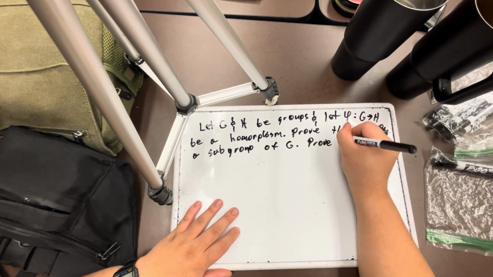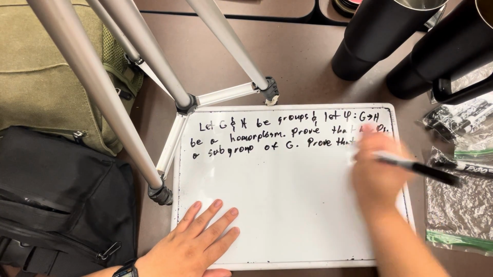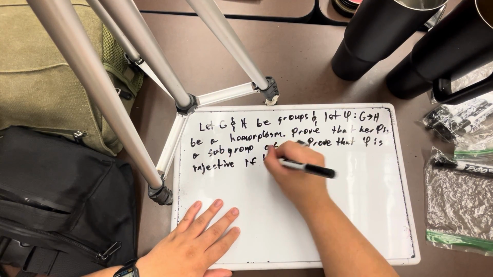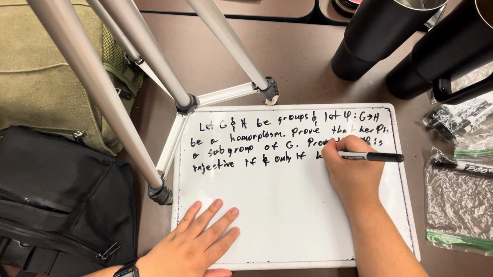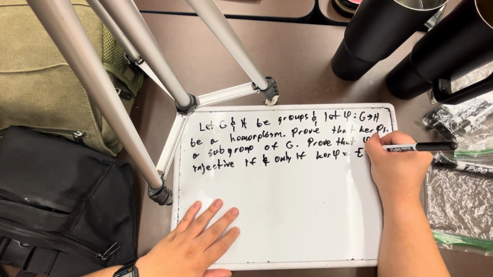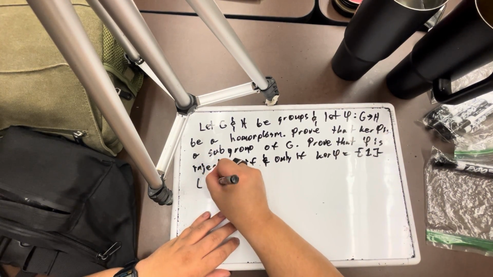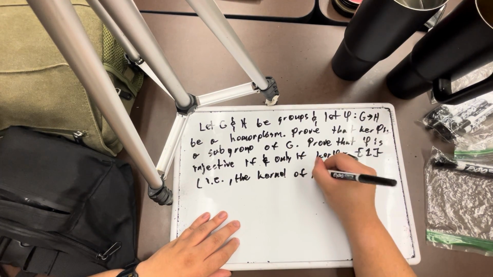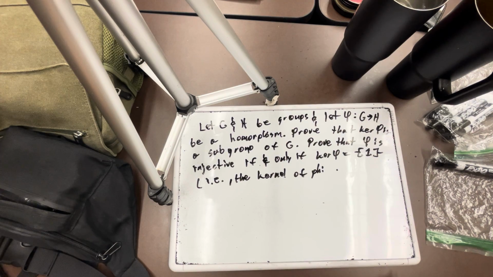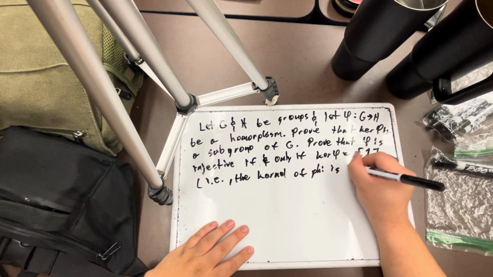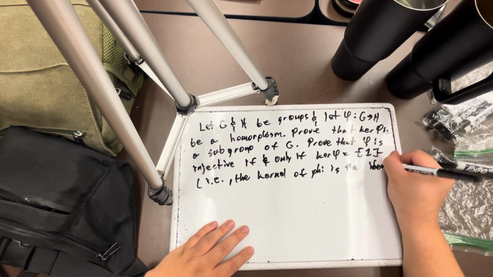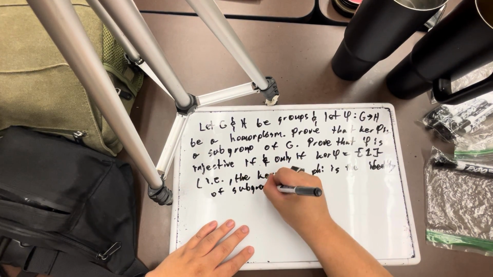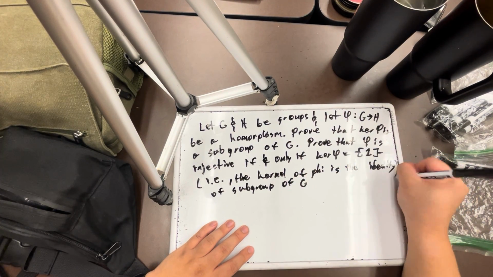Also, another part here, prove that phi is injective if and only if the kernel of phi is equal to the identity, is equal to the set containing 1, that is, the kernel of phi is the identity subgroup of G, okay?